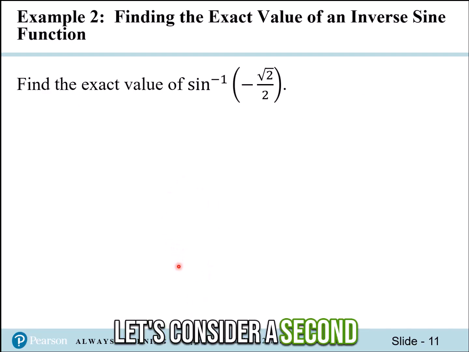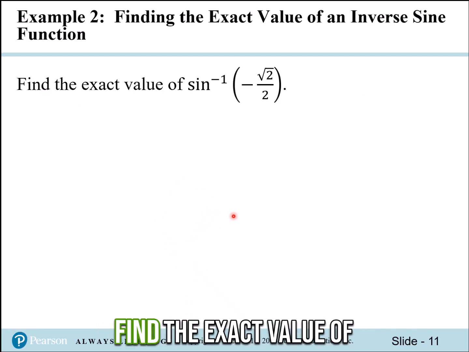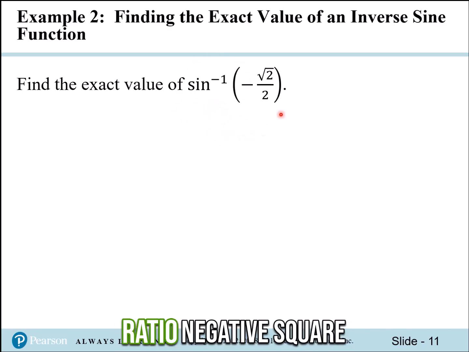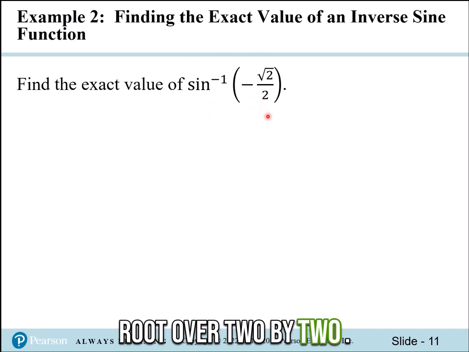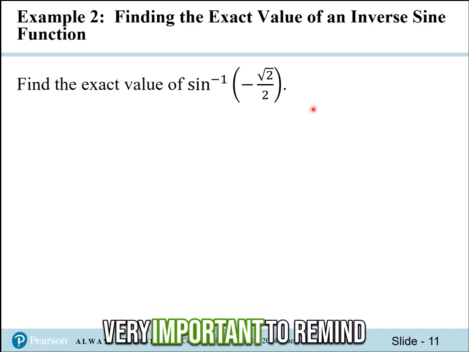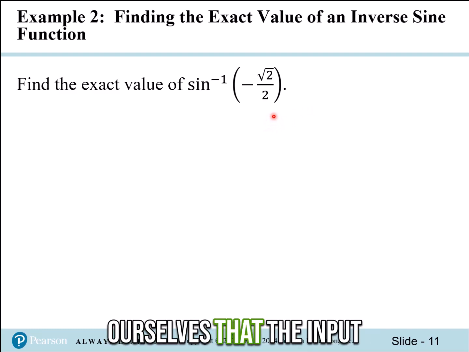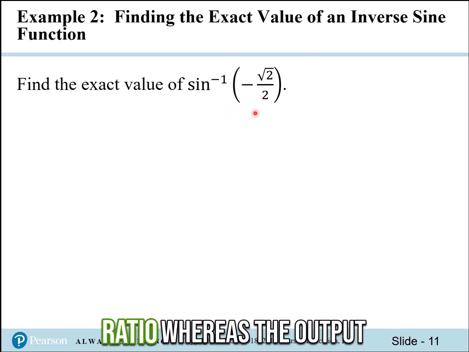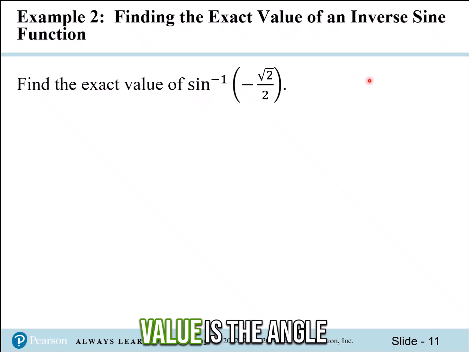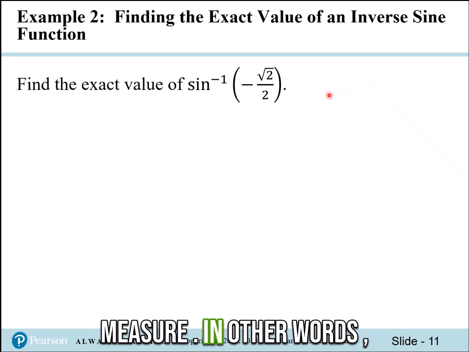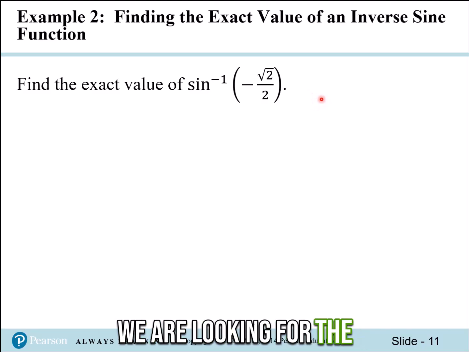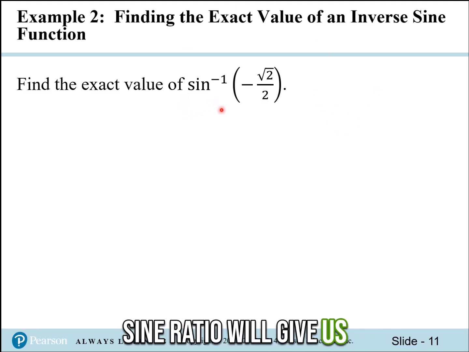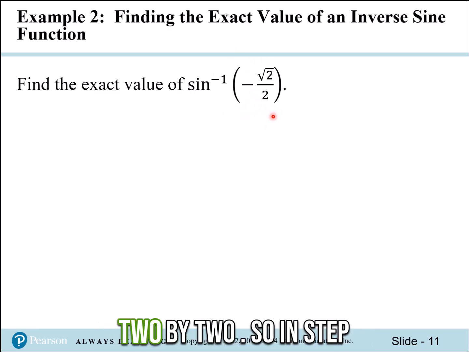Let's consider a second example where we have to find the exact value of the inverse sine of the ratio negative square root of 2 by 2. Right at the start, it's very important to remind ourselves that the input to an inverse function is a ratio, whereas the output value is the angle measure. In other words, we are looking for the value of an angle whose sine ratio will give us negative square root of 2 by 2.